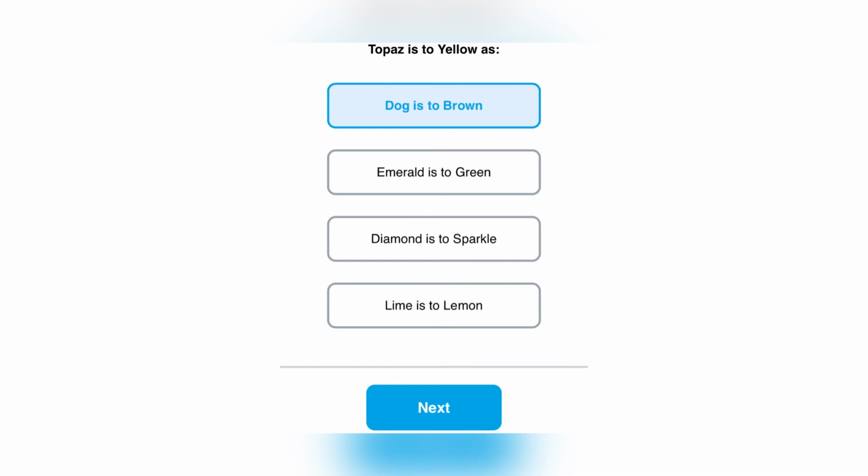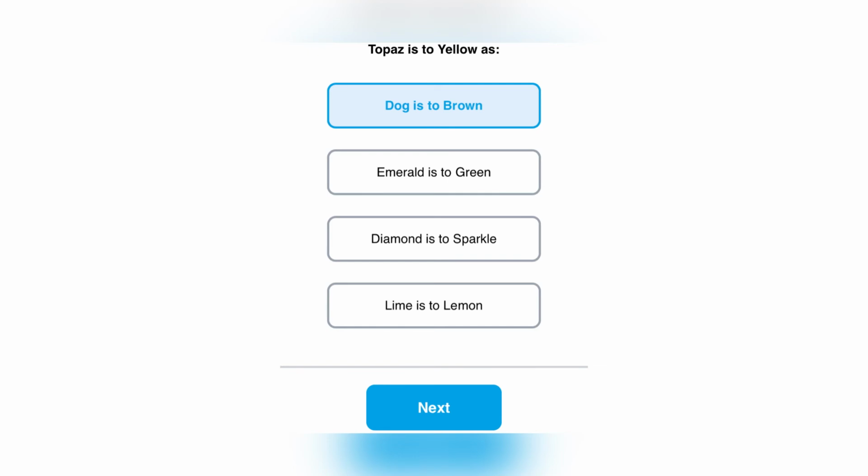Well, again, create a sentence out of this. We know that topaz can be yellow, but it's not always a yellow color gem. So the way you can say this is, topaz can sometimes be yellow. So then you look at the answers. Can a lime sometimes be a lemon? No. Can a diamond sometimes sparkle? Well, I guess you could kind of argue that, but it's kind of synonymous that diamonds sparkle.